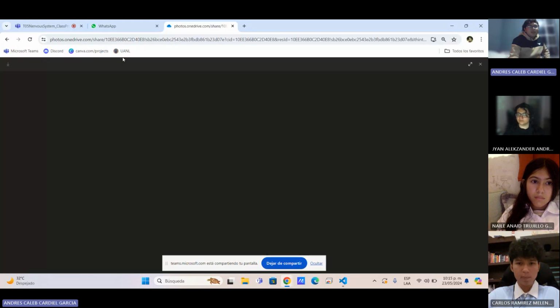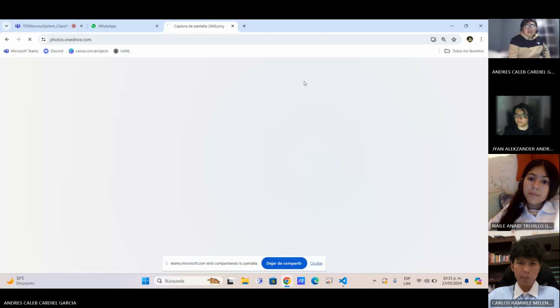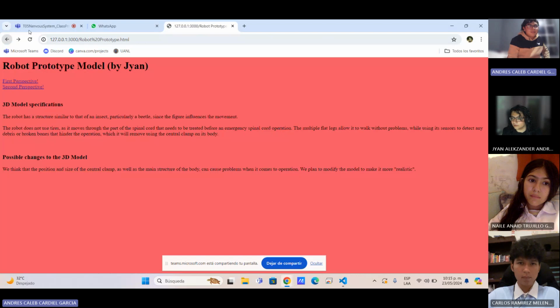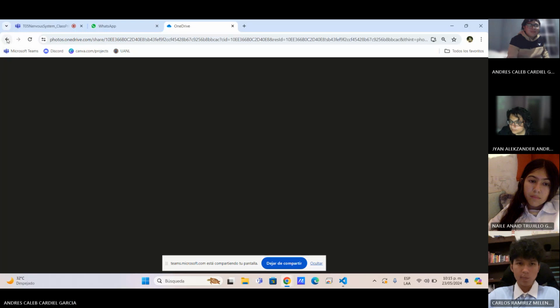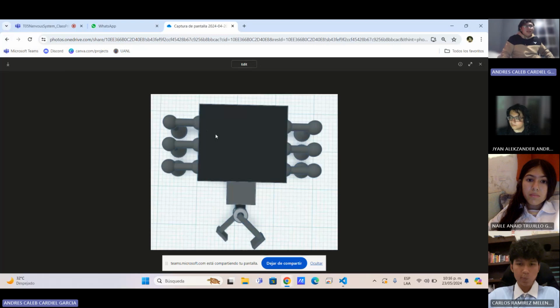This is the first perspective of our robot. And this is the second one, and it's from the top. We also want to say that it doesn't have wheels because the wheels would most likely obstruct the path in the spinal cord.